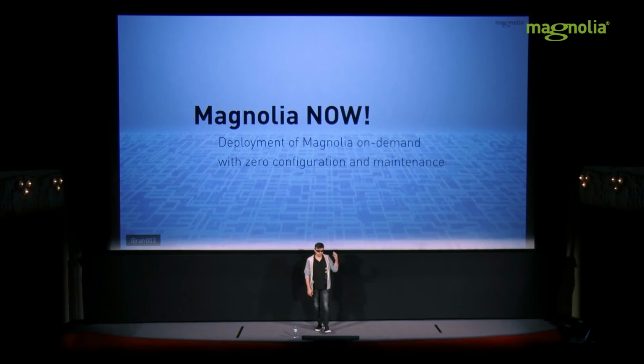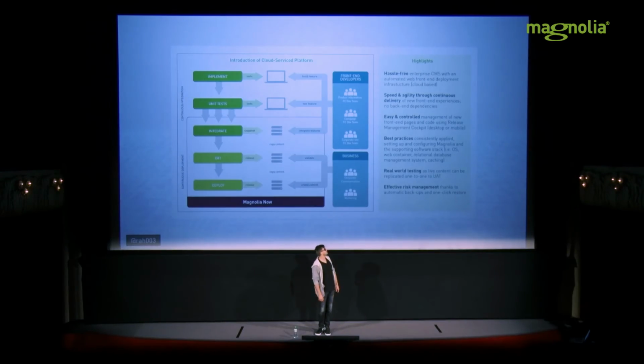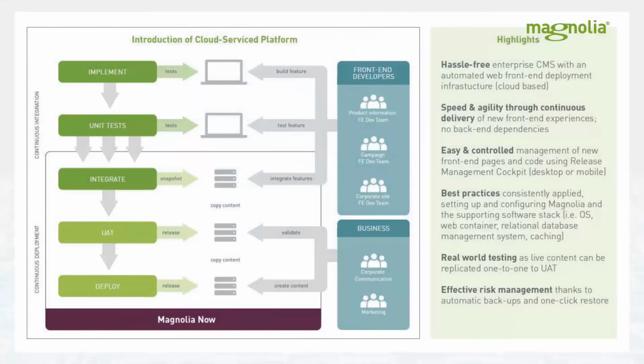And it's not all. Pascal and Boris already mentioned Magnolia Now. And I would like to come back to it and maybe look at some more technical details. So if you look, this is the typical business flow of the things, how they work. You have some business users, you have developers and their stuff.